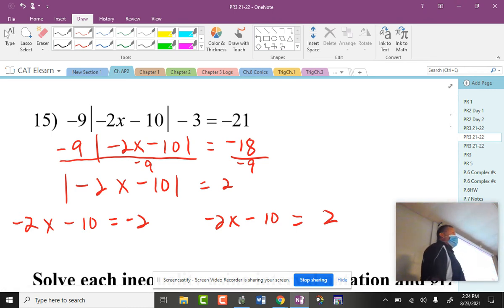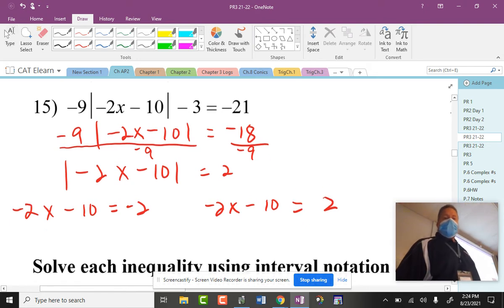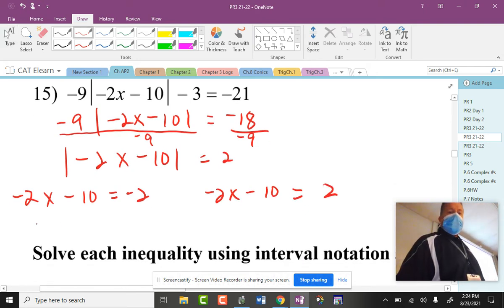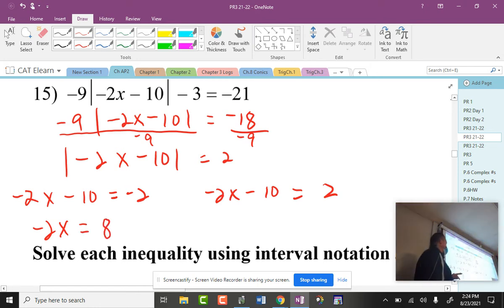Okay, so again, no distribution. No, you don't get rid of division first. You get rid of subtraction first, then division. Or multiplication, get rid of that by dividing. And then go ahead and do your two cases. Add 10. That's 8. Adding 10 to -2.